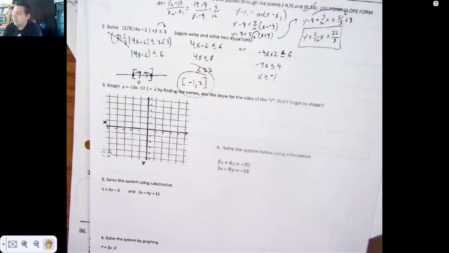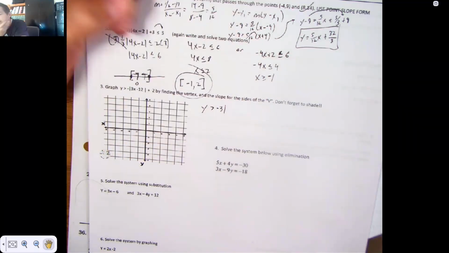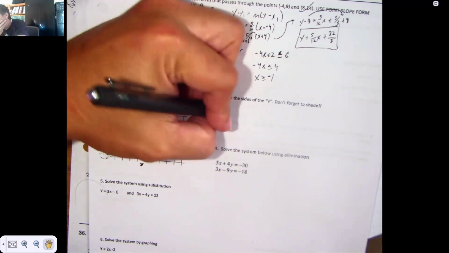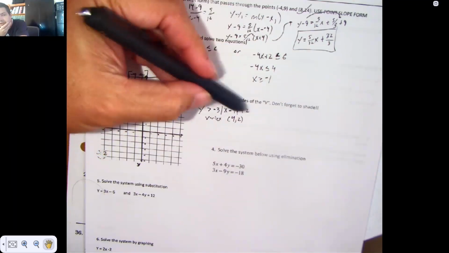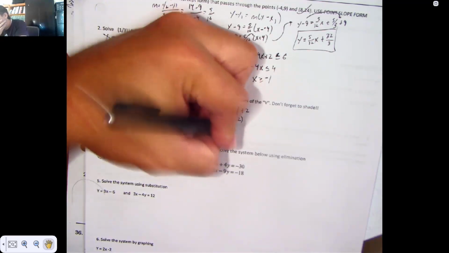All right, graph y greater than -3 absolute value of 3x minus 12, plus 2, by finding the vertex and the slope for the sides of the V, and don't forget to shade. So I guess what I'll do is I'll pull out that 3. There was already a negative out front. If I pull a 3 from 3x, I'll have an x left over. If I factor a 3 from 12, I'll have a 4 left over, and then plus 2. So my vertex is at (4, 2), change sign, keep sign, and my slope is -3.